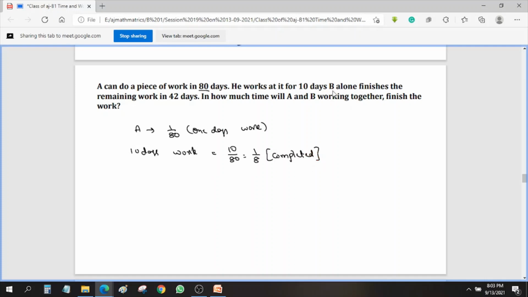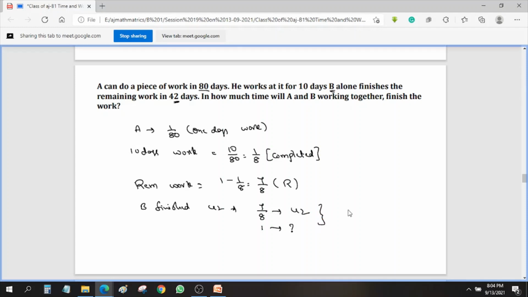Then the remaining work B did in 42 days. Now what about the remaining work? How do we get it? That is 1 minus 1 by 8, which is 7 by 8. So 7 by 8 is the remaining work, and that remaining work B finished in 42 days. So to complete the 7 by 8 work, he takes 42 days. Now to complete one whole work, how many days will he take?